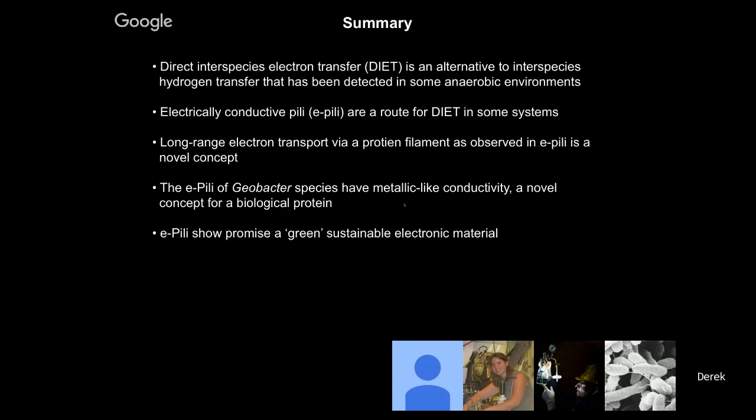Clearly, in some of these systems, electrically conductive pili are a route for DIET, and the pili in and of themselves are interesting. This is a novel concept of long-range electron transport, as is the concept of metallic-like conductivity, which I think is leading us into this new field of synthetic conducting electronic materials, and where I think a lot of the focus of our research will be in the future.